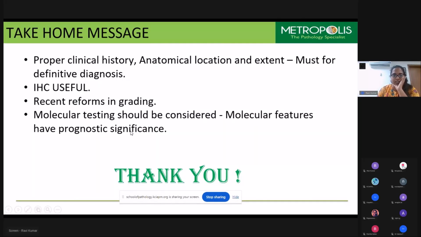So finally, the take-home message is that a proper clinical history, anatomical location, and the extent are a must for a definitive diagnosis. IHC is always useful. There are many recent reforms in the grading, so it's very important that we update. And molecular testing should always be considered, because the molecular features have prognostic significance in cases of meningiomas. Thank you.